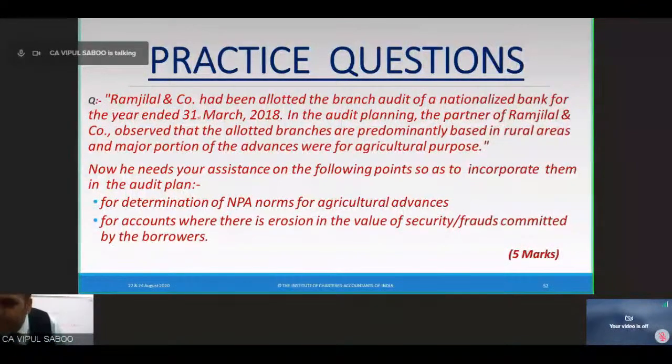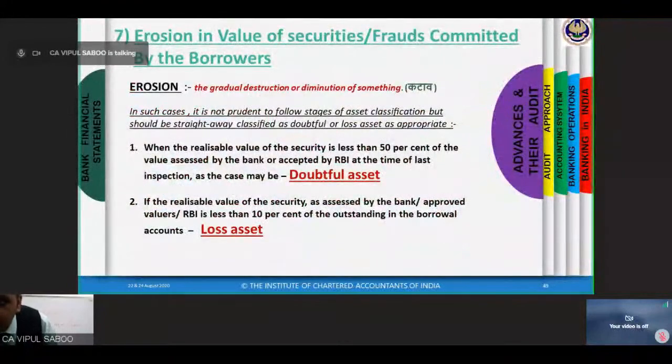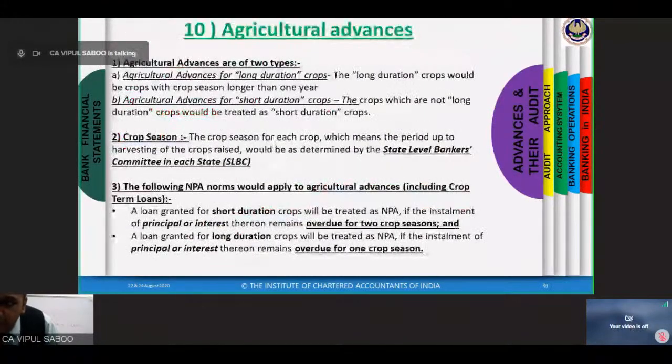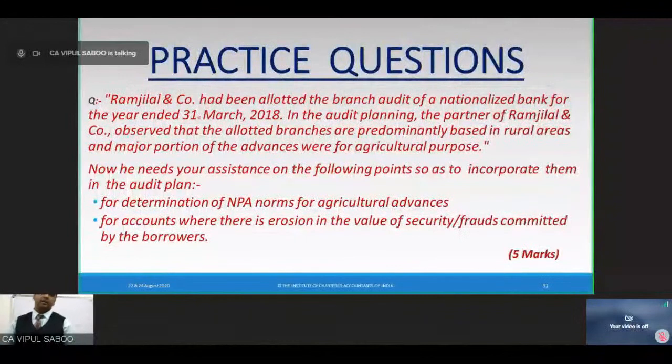5 marks question. We have done this and this. These 2 slides as it is, you have to write it in your answers and you are sorted. 5 marks. Sorted. Nothing more than that.